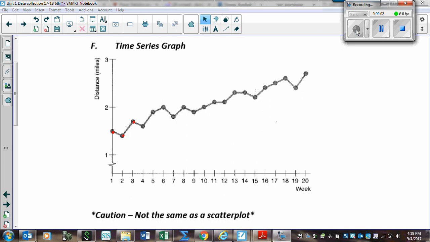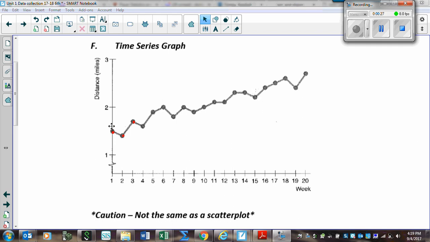Our final two graphs are a little bit different than a lot of the graphs that you've seen. The first is a time series graph. And so you can see here that on the horizontal axis, we're charting weeks. And so let's say we're training and we're swimming in training. And then on the vertical axis, it's how many miles that we're swimming in that particular week.